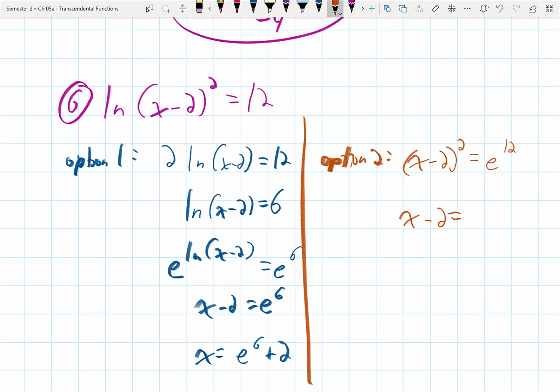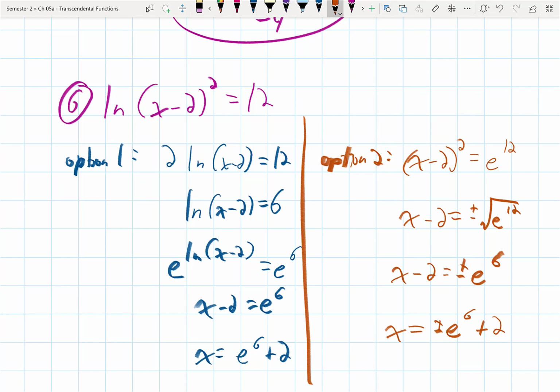Square root. What about the square root? How many square roots does a number have? Tell me those. Plus or minus is what I'm going for. Those two answers are going to be plus or minus. I'm going to plus or minus root e to the 12th, which is the same thing as plus or minus e to the 6th, and I get x is equal to plus or minus e to the 6th plus 2.